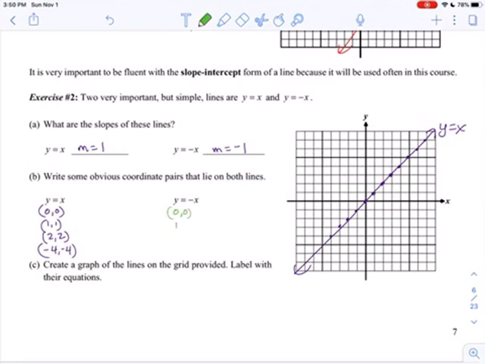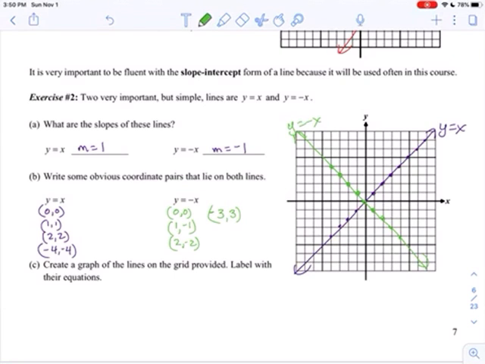Let's pick some points for y equals negative x. So 0, 0, 1, negative 1, 2, negative 2, negative 3, positive 3, okay, because the x is changing the sign. Whatever I put in for x is changing the sign. So I plot those, and it's just another diagonal line, but it's going in the opposite direction. All right, so I'm just doing a graph of those lines. And there we go, and I'll label it y equals negative x.